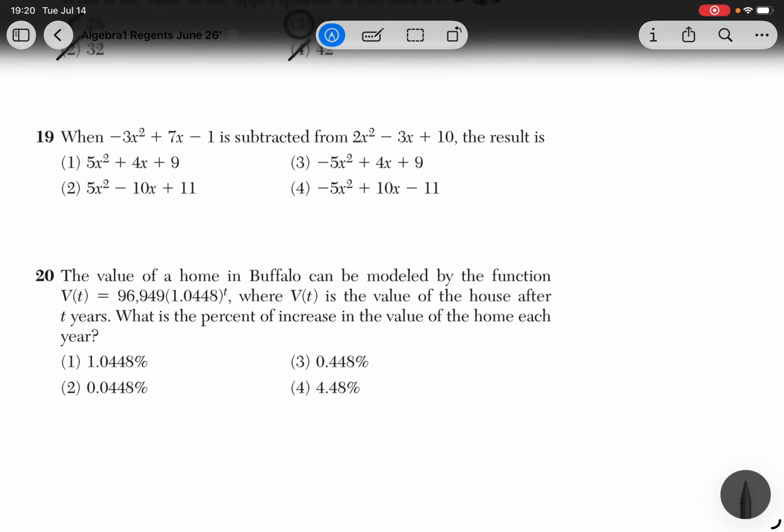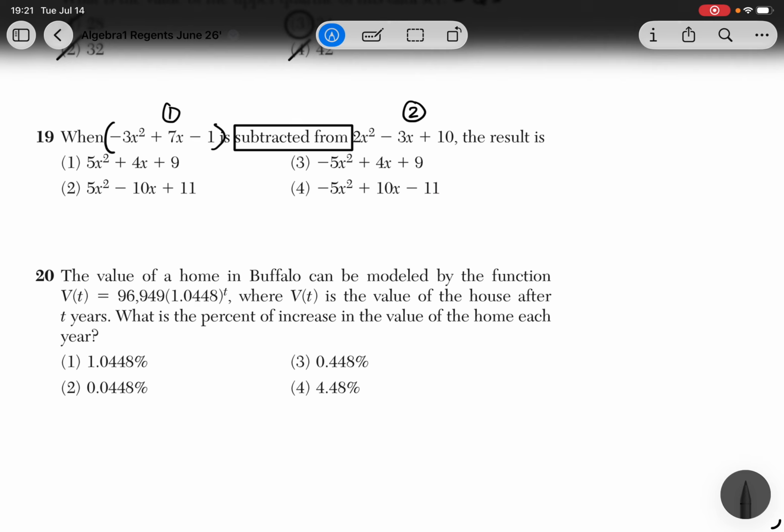Question number 19. So when negative 3x squared plus 7x minus 1 is subtracted from 2x squared minus 3x plus 10, the result is. Subtracted from is the key word, and you started learning this back in 6th grade, but I know a lot of people still struggle with that. Subtracted from means you're going to take that first expression and you're going to take that away from the second expression.